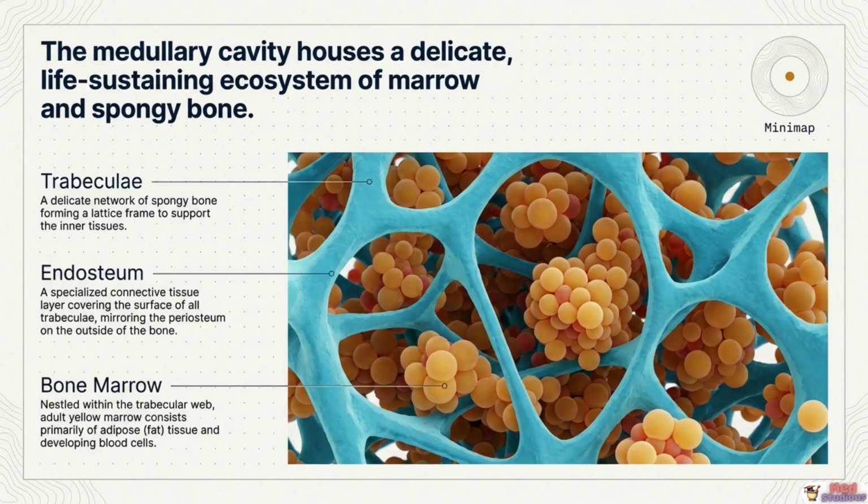In adult long bones, the diaphyseal marrow is predominantly yellow marrow, consisting of adipocytes, fat cells, along with a supporting vascular network and scattered developing blood cells. In contrast, the red marrow found in flat bones and the epiphyses of certain long bones is the actively hemopoietic tissue, producing approximately 2 million red blood cells per second in a healthy adult.